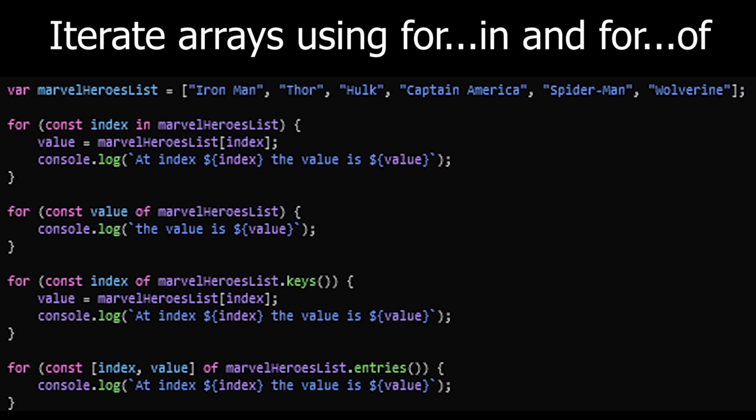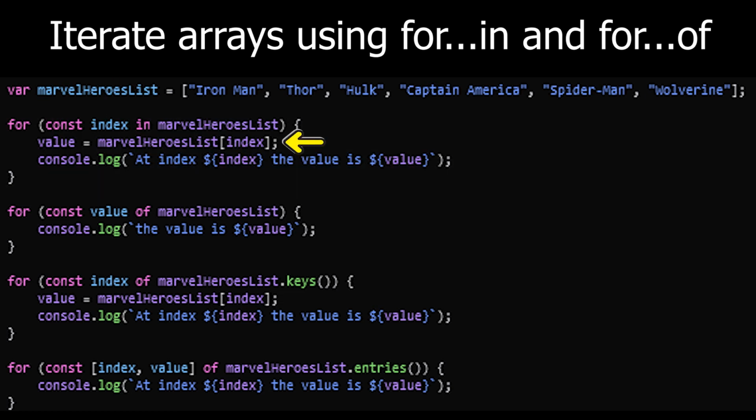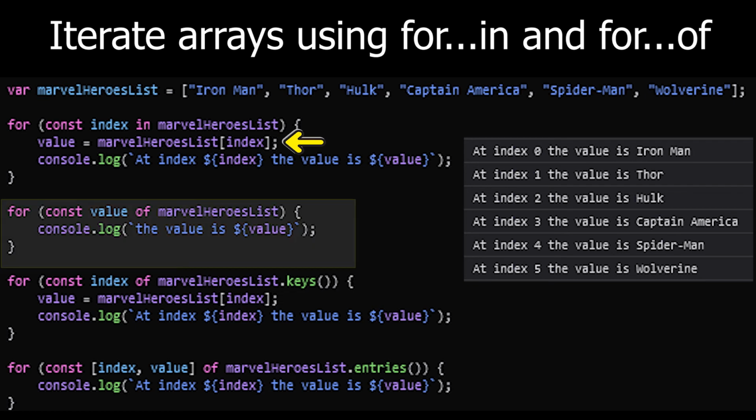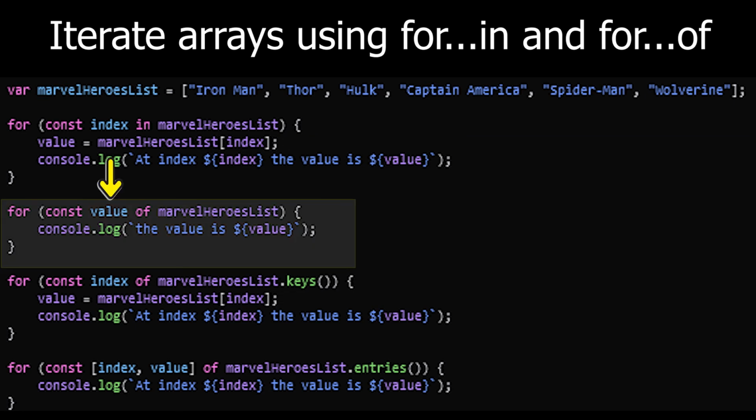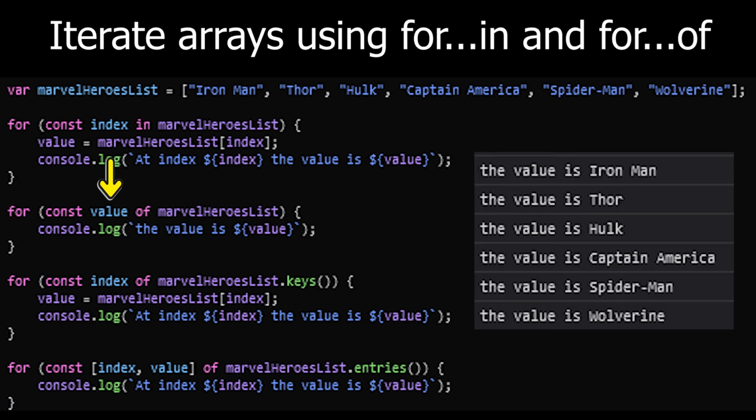Let's iterate the Marvel Heroes list again, but this time using forIn and forOf statements. When iterating arrays using forIn, you automatically have access to the current index. So you can also get access to the value by providing the index to the bracket operator. So the output here looks like this. When using the forOf statement to iterate, you get access to the value instead of the index. So the output here would look like this.